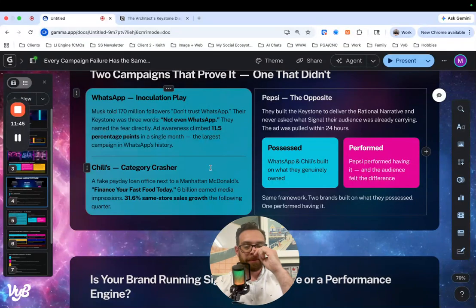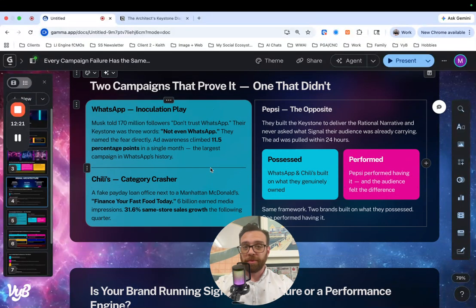So Chili's developed a ridiculous finance your fast food today using a predatory payday loan commercial, which you can see in the newsletter to this issue down in the link. And they also set up a temporary, for 2 days, a fake payday loan office next to Manhattan's McDonald's as a direct affront to the category below them. That's called category crashing. This is so illogical. This is not the rational narrative. You would not fight someone below you to win, but it worked. 31.6% same store sales growth the following quarter.